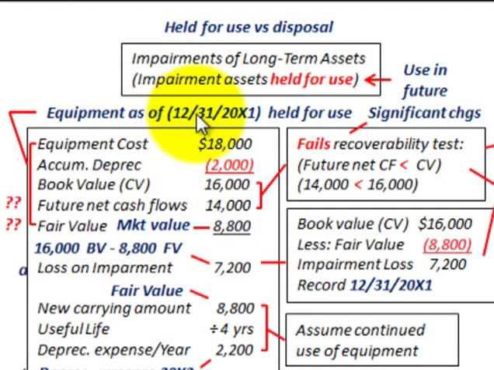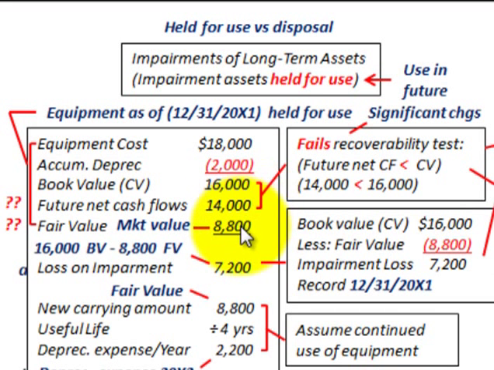So we have this equipment on 12/31/20X1 that is held for use in the future. What we're given is our equipment cost of $18,000 less our accumulated depreciation of $2,000, which gives us a book value, or carrying value, of $16,000. Now we have to determine two things. The future net cash flows, which we're given at $14,000 for this asset. And then the other thing we have to determine is the fair market value of this asset, which we're given at $8,800.